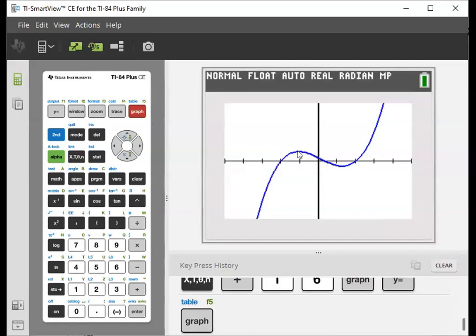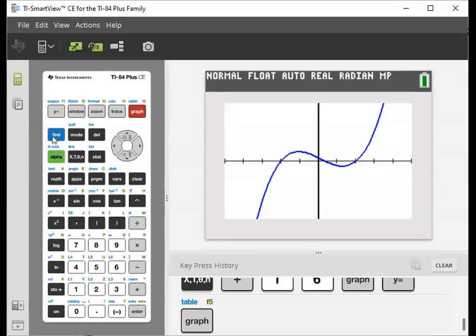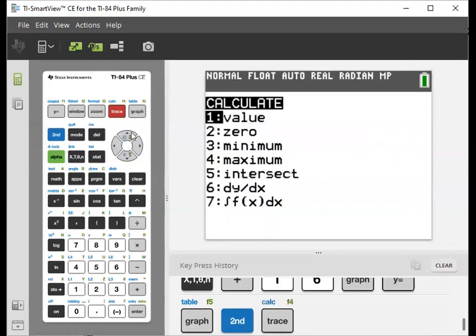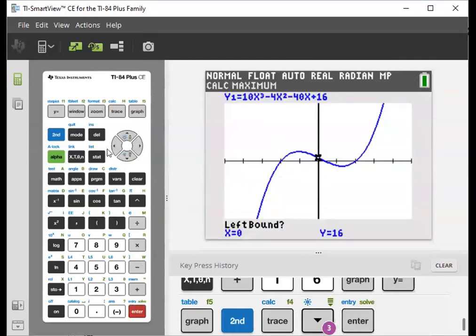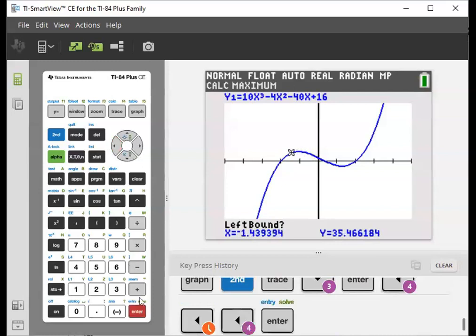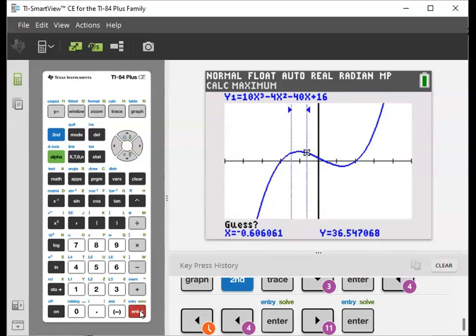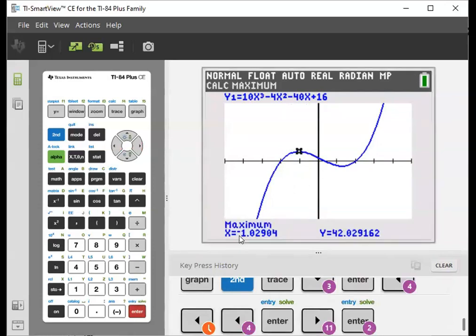This other thing that I can do is look at this point right here and maybe find my relative maximum. It's kind of hard to see, so I'm going to look at my maximum point, relative maximum, and calculate that. Pick something to the left. I'm going to pick something to the right of that maximum. And it tells me I've got a relative maximum at -142.